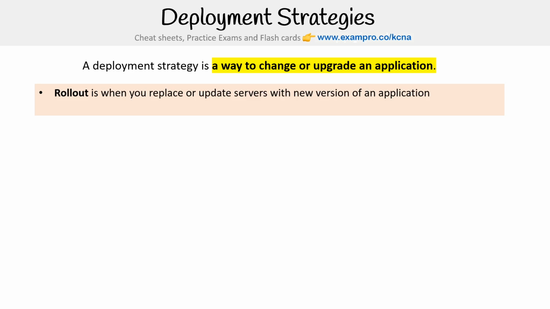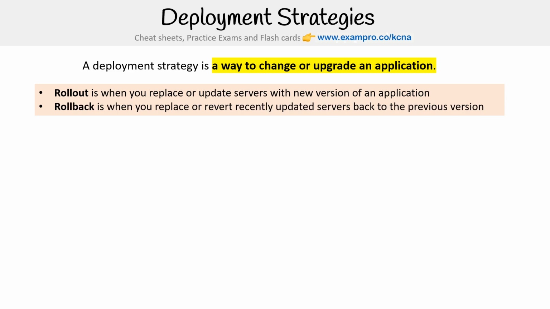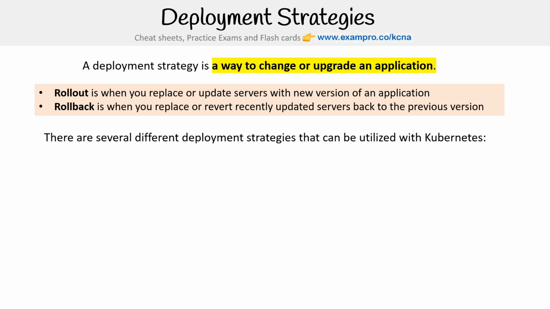So, a rollout is when you replace or update servers with new versions of an application, and the word server could be replaced with pods in this case, because the nodes may or may not be something that is getting rolled out. It really depends on what happens there. We have rollbacks, and this is when you replace or revert recently updated servers back to the previous version. And so there is a rolling update, but understand that rollout is just a generalized term that applies to all of these deployment strategies. So there are several different deployment strategies that can be utilized with Kubernetes.